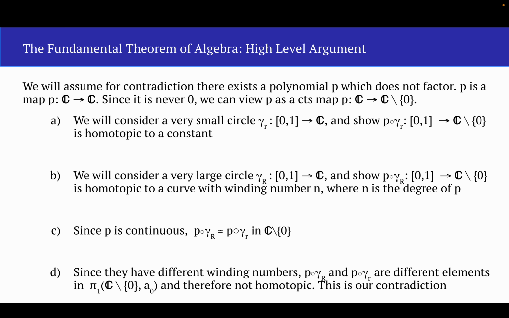Finally, I'll argue that since p is continuous, these two curves themselves should be homotopic in the punctured plane. This will be a contradiction because we'll have shown that we can make a homotopy between a point and a curve wrapping around the origin n times in the punctured plane, but we know that these are different elements of the fundamental group, which I'll show at the end. This will be our contradiction, and it'll imply that p must map to the origin for at least one point z.